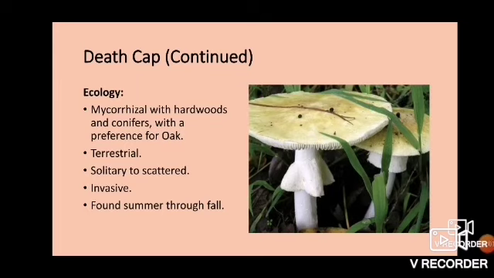So this mushroom has a mycorrhizal ecology with hardwoods and conifers with a preference for oak. So again, you could see this at any point throughout the province. If it does hit Saskatchewan, or if it's already here, it's likely in the Qu'Appelle Valley or around that area along the Manitoba border in the south. These are solitary to scattered, so you're not going to see big groups of them, but it's good to know them. They are invasive and they are found summer through fall.